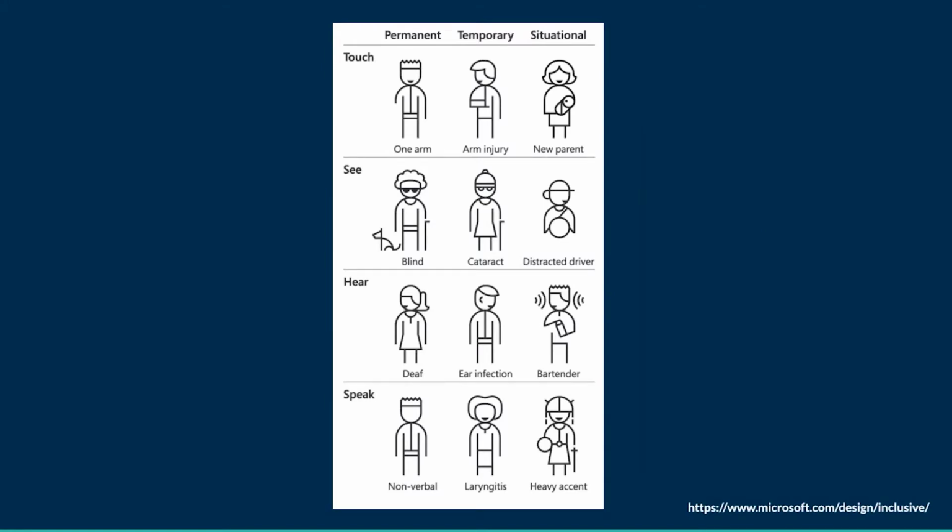This is a great example here. It's taken from Microsoft's Inclusive Design Toolkit. It's a lovely illustration of how disability is more of a spectrum, and it can be permanent, situational, or temporary. So, for example, going from the top, we've got touch. You may have only one arm, which is pretty permanent. You may have an arm injury, you may have broken your arm, or you may be a new parent holding a baby in one arm, and so you can only use a website or a mouse or a keyboard with one arm.